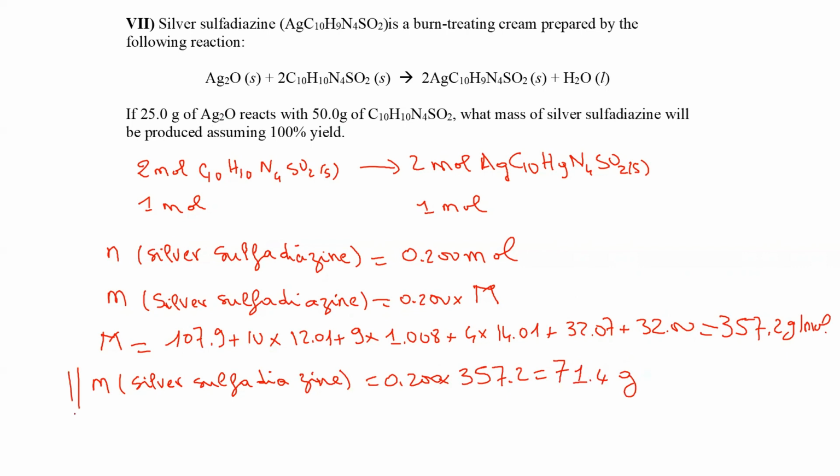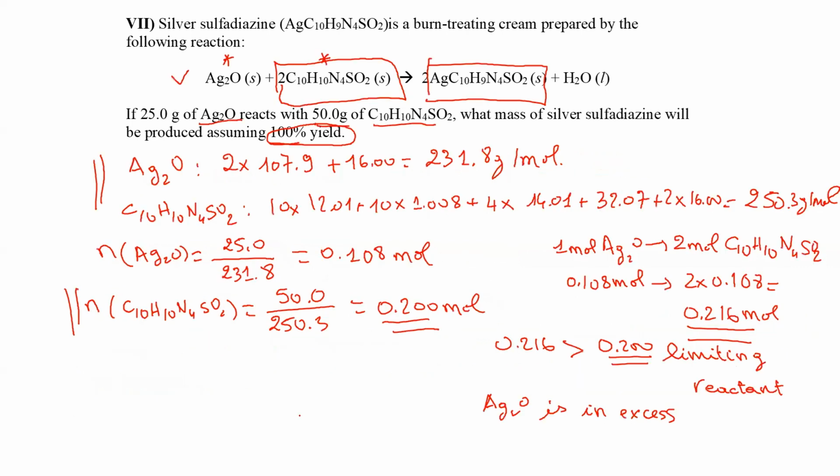Okay. So whenever you have a problem like this, when you have the masses given for the reactants, you first calculate the molar masses. Here we forget the silver sulfadiazine, so you need to calculate the molar mass for that one. Calculate the number of moles, get the limiting reactant, which here is this one, as this one is in excess.